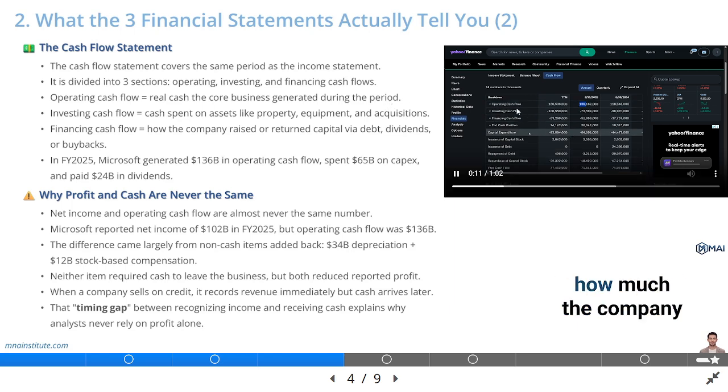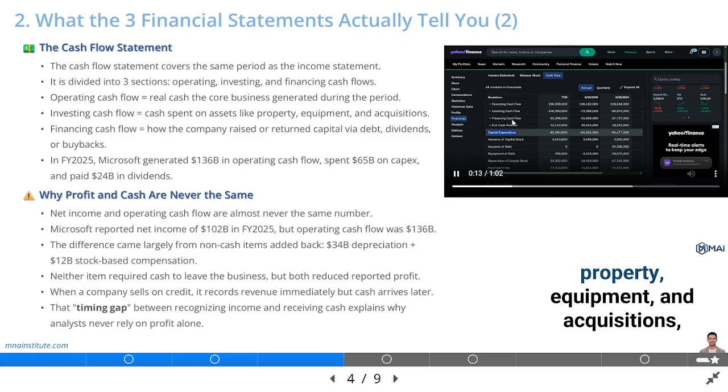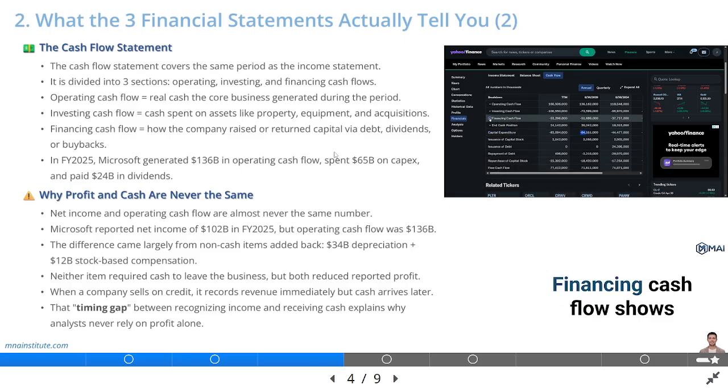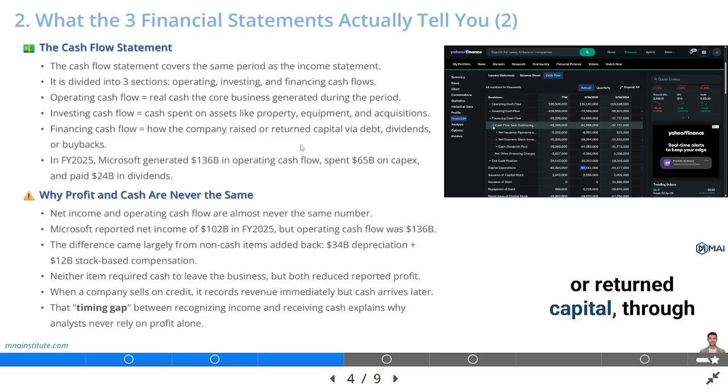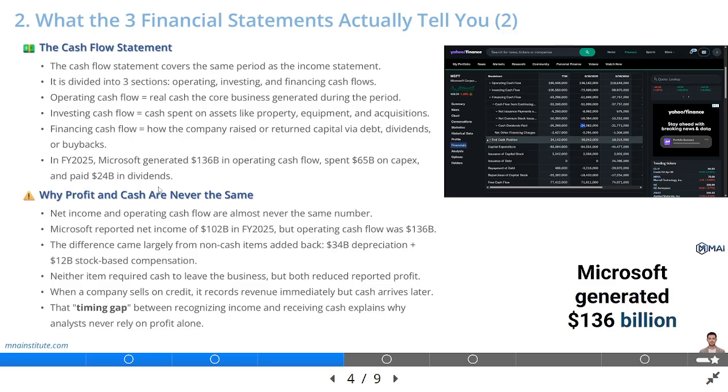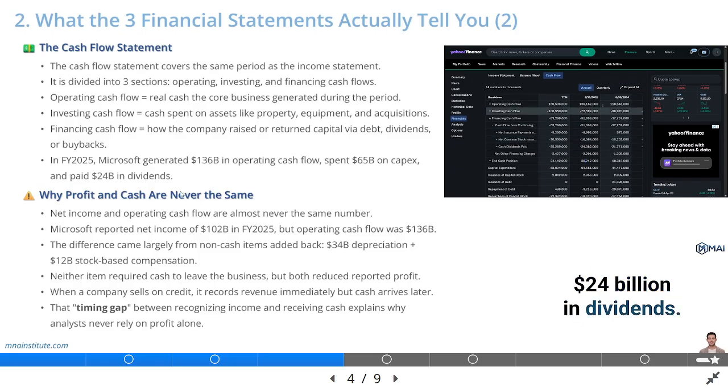Investing cash flow shows how much the company spent on assets like property, equipment, and acquisitions, or received from selling them. Financing cash flow shows how the company raised or returned capital through debt issuance, debt repayment, dividends, or share buybacks. In fiscal year 2025, Microsoft generated $136 billion in operating cash flow, spent $65 billion on capital expenditure, and paid $24 billion in dividends.